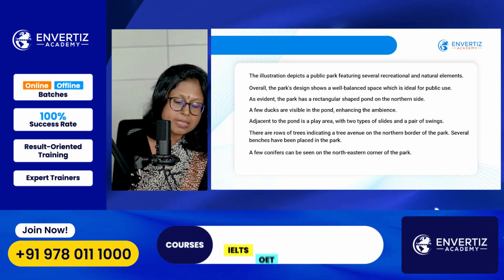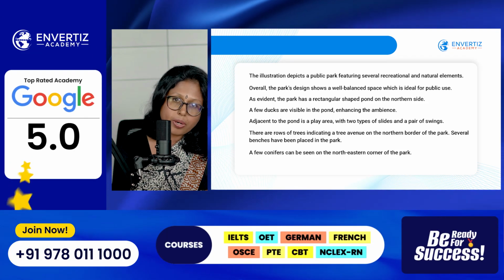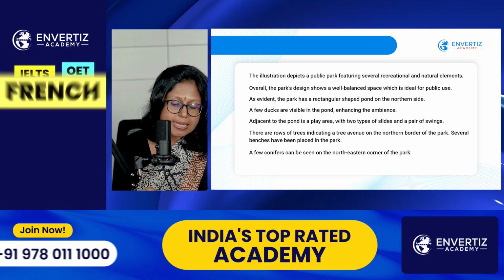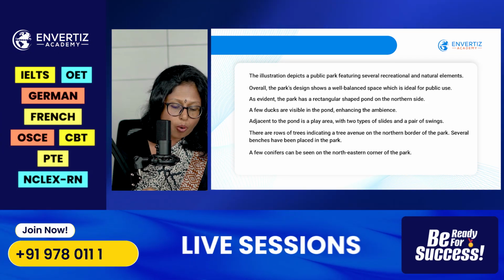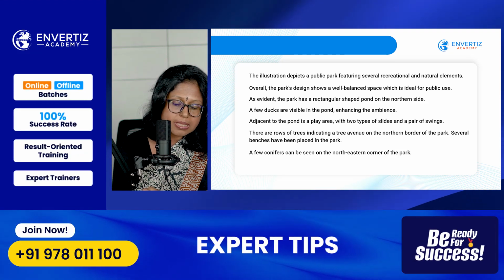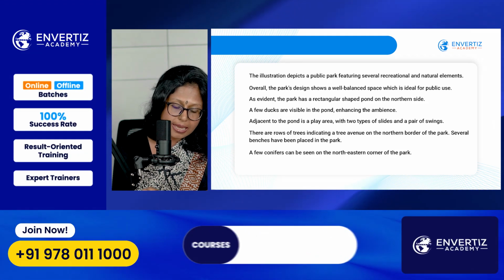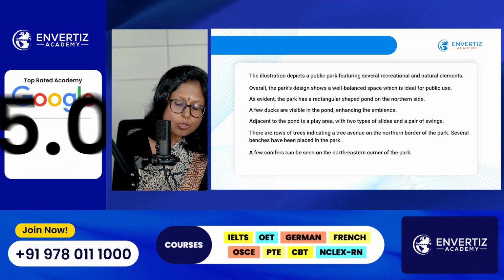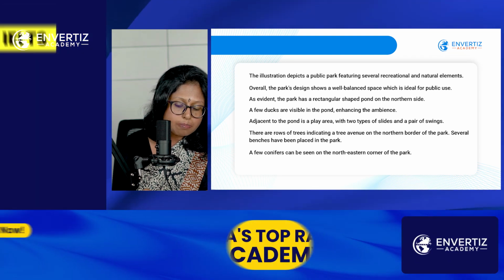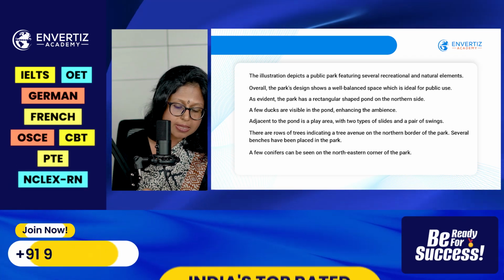So, we've given an overall statement. Now, we go on to the body paragraph. As evident, the park has a rectangular shaped pond on the northern side. A few ducks are visible in the pond, enhancing the ambience. Adjacent to the pond is a play area with two types of slides and a pair of swings.